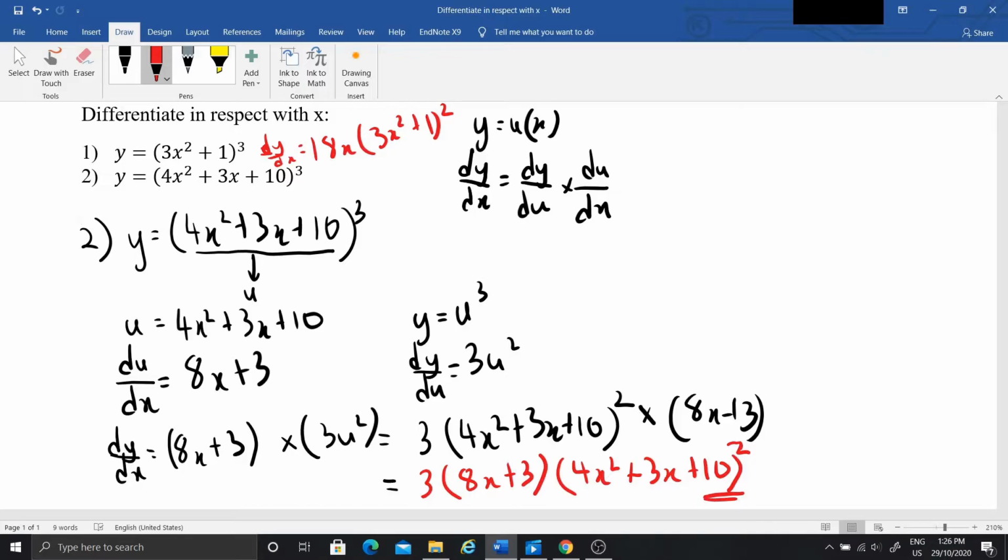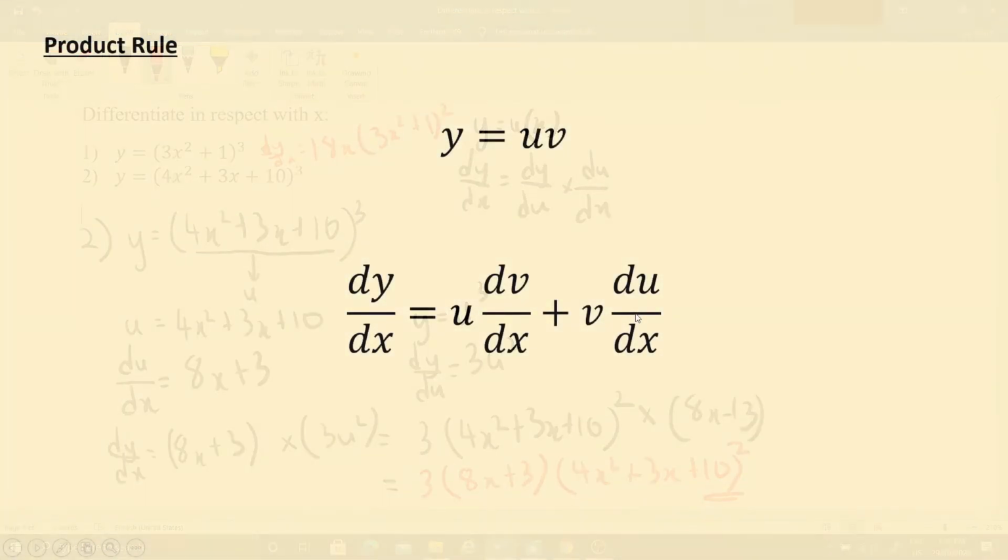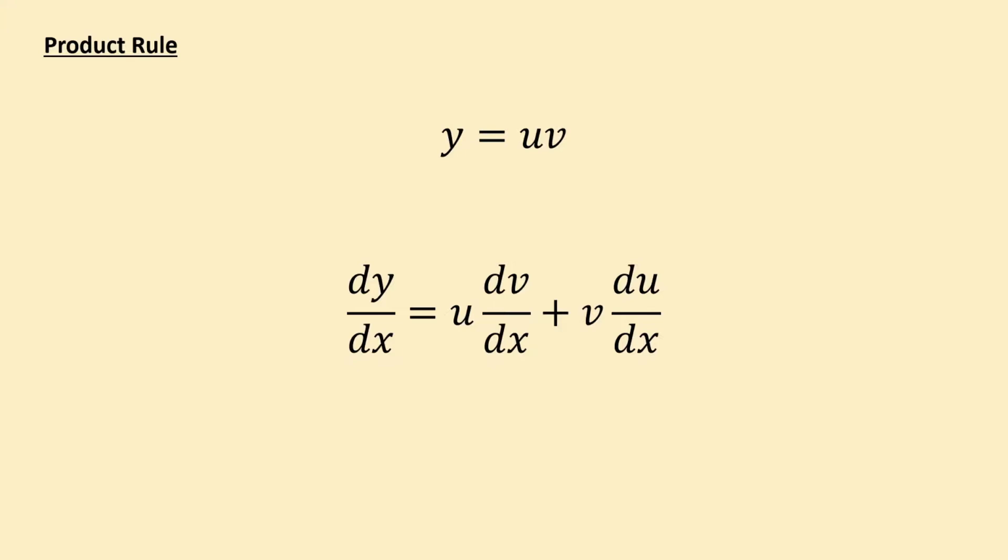This is how you use chain rule to solve complicated differentials. The next rule of differentiation is the product rule. Here we have y equals u times v. u is a function of x and v is another function of x. To get dy dx, we have to equate it to u times dv dx plus v times du dx. We have four components, which is u, v, the differential of v with respect to x, and the differential of u with respect to x. Here are a few examples.